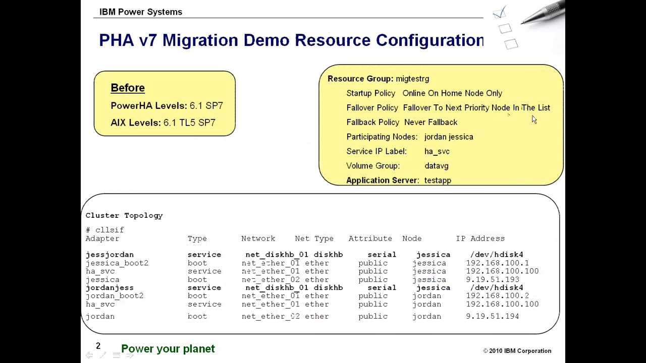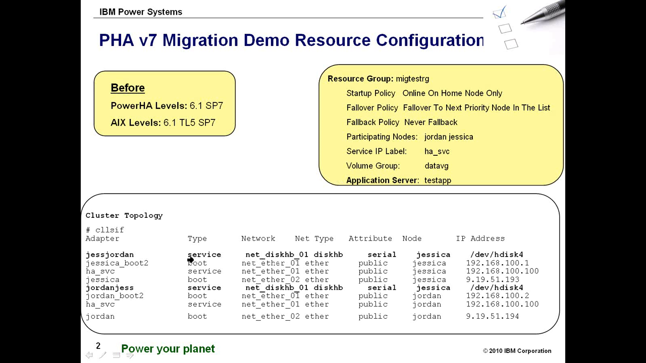First, let me give an overview of the test cluster that I have configured to perform the rolling migration on. I have PowerHA version 6.1 SP7 with AIX 6.1 TL5 SP7. That's about as high as you can get without having a cluster-aware version of AIX. I have a simple 2-node cluster configured for hot standby with a single service IP address, a single data volume group, and a test application server.